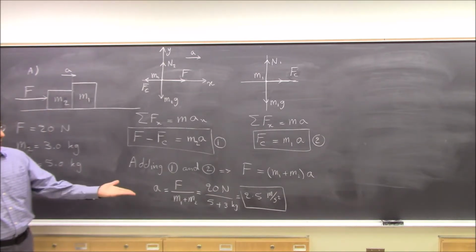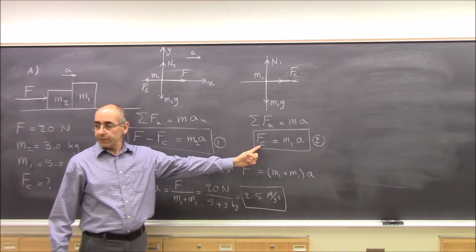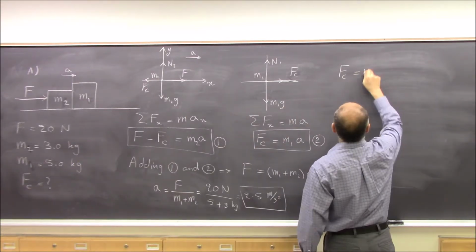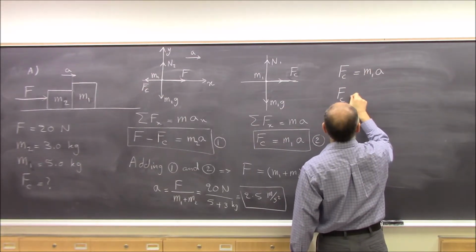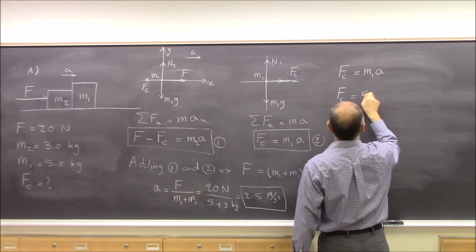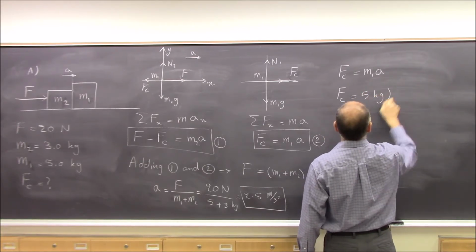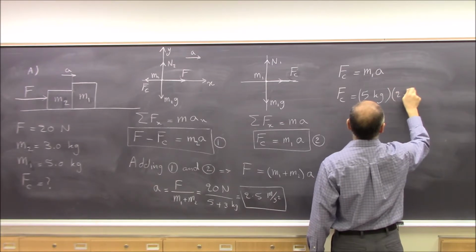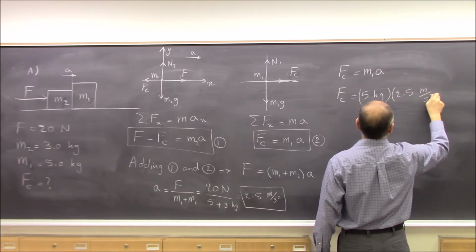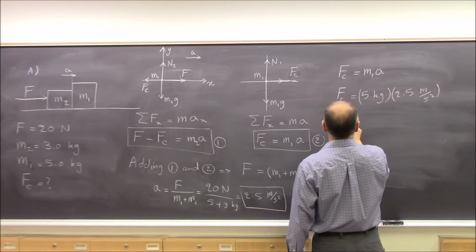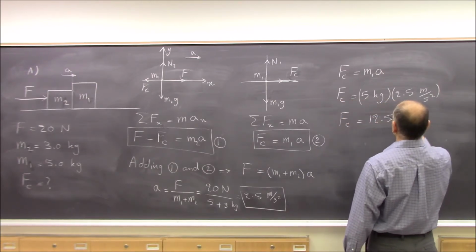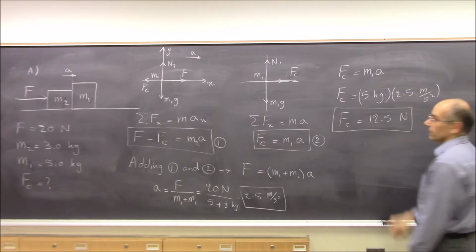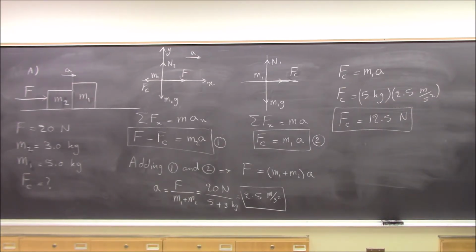Now you want to find the contact force, you can use this simpler equation. Fc equals 5 kilograms times 2.5 meters per second squared. So the contact force is 12.5 Newtons, kilogram meters per second squared, Newtons. Right?